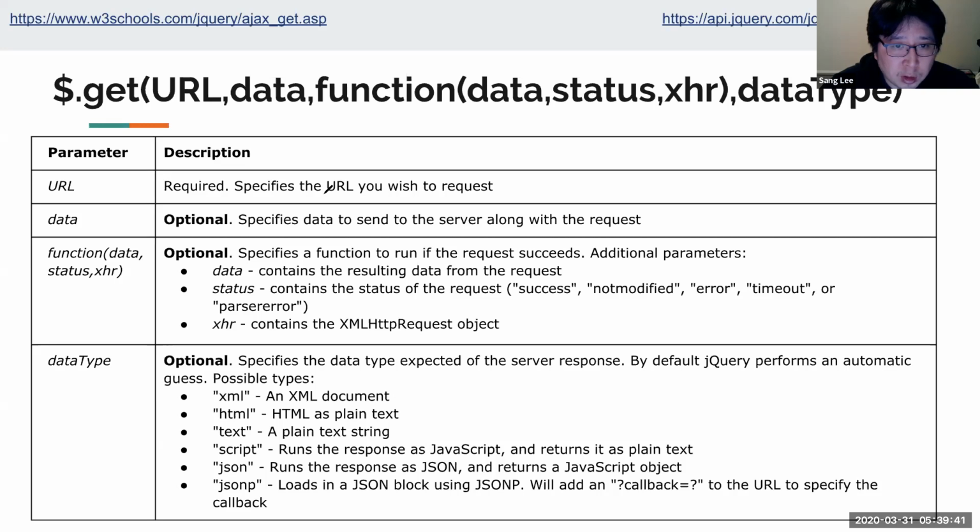So specify the URL that you wish to request, and the rest of them are optional. You can send data, and a callback function to run if the request succeeds. And then data type, meaning what kind of data you're sending, but typically you don't have to specify it because jQuery will automatically detect its format. And typically we're going to use JSON. Okay, so here you can send anything. You can send a JavaScript variable, like a string. It could be a Boolean, it could be a number, or it could be an object or array even.